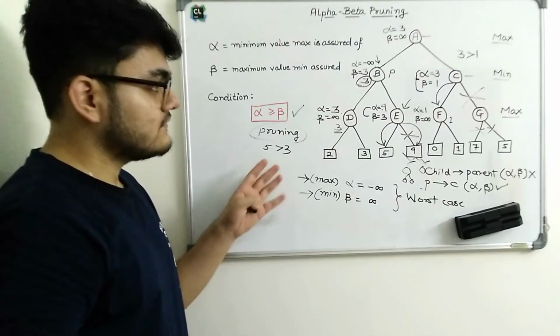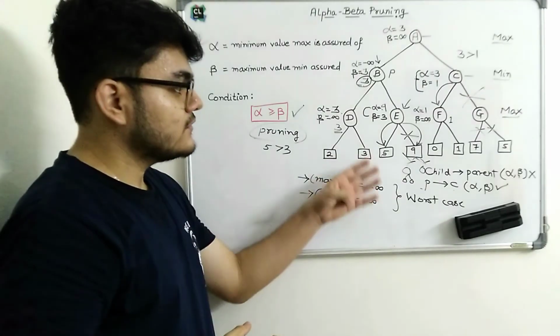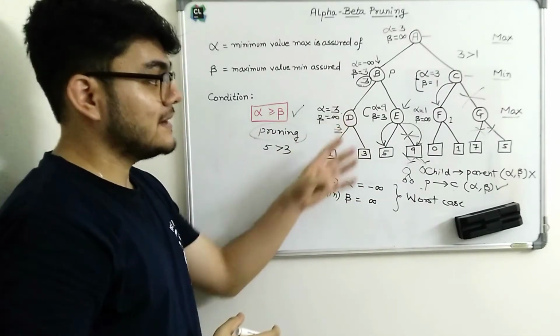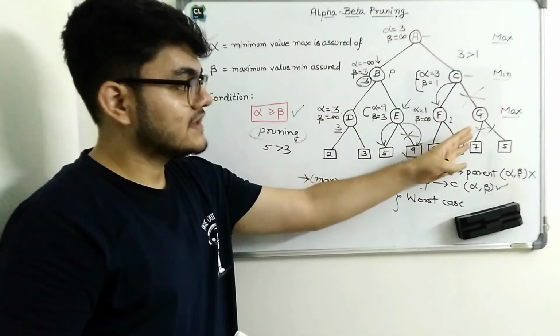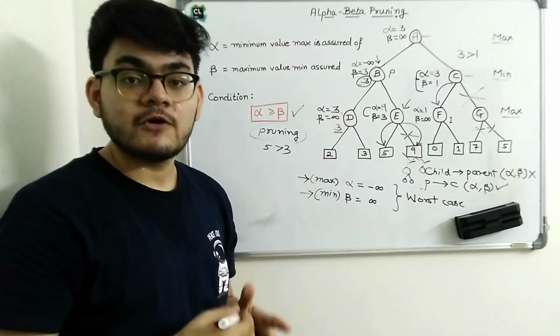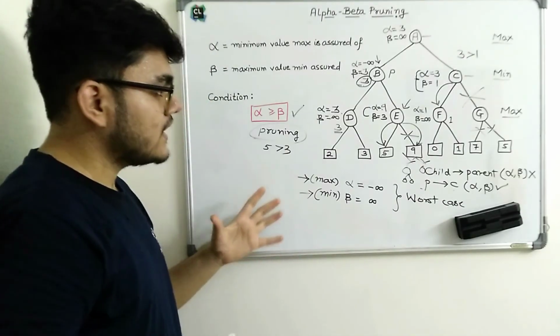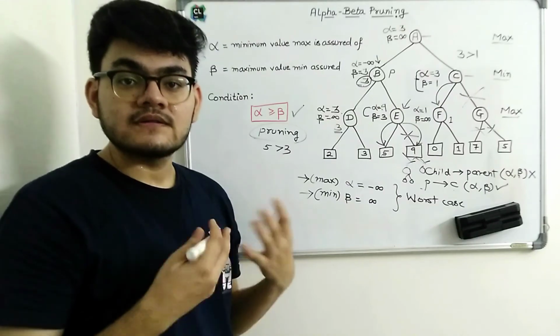So this is a very important optimization. In most game playing algorithms, the game tree is so complex that even if you remove one single branch, it will remove a lot of possibilities. And that's how this alpha beta pruning algorithm works.